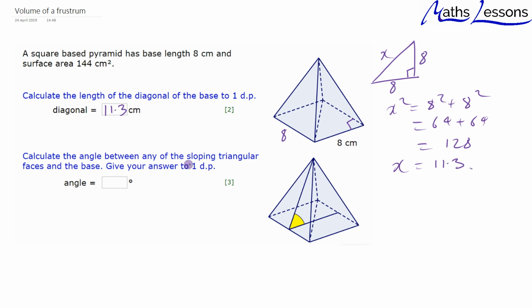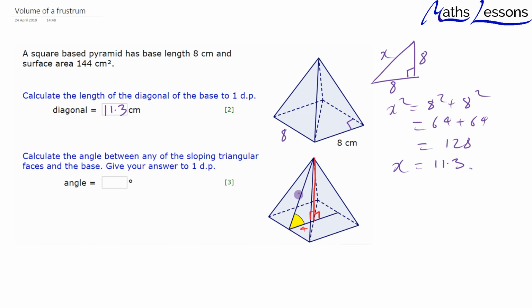Now we want to calculate the angle between any sloping triangular faces and the base, this angle here. Well, the key thing, we know this length here, and if we drop down, let's just grab a red pen so it's easy to see, we drop this vertical down to the middle, because it's a square base pyramid. All the triangles are exactly the same, and the top of this is over the center of the base, so we get a right angle here, and we get a right angle here. And this will be halfway along, so that distance will be 4.